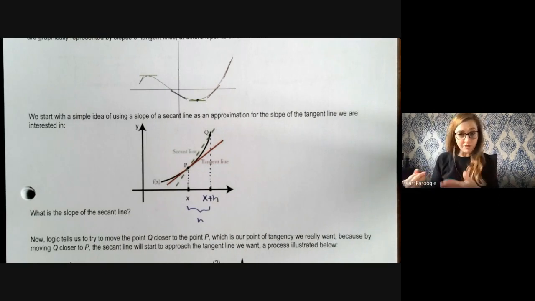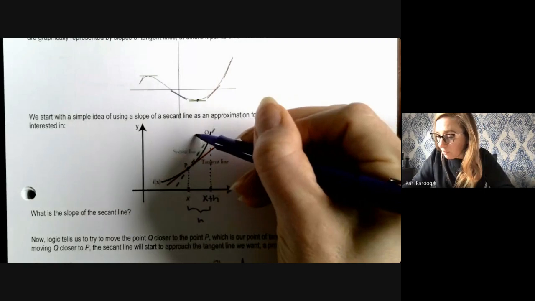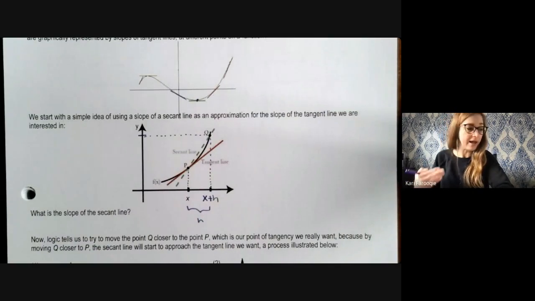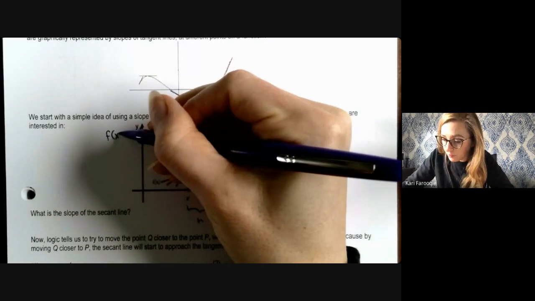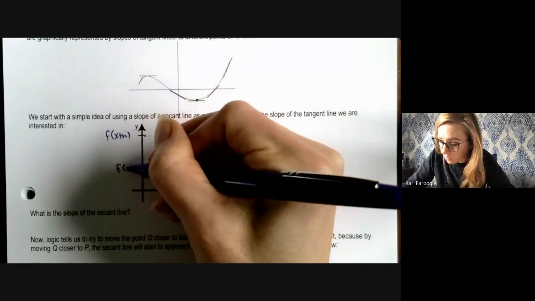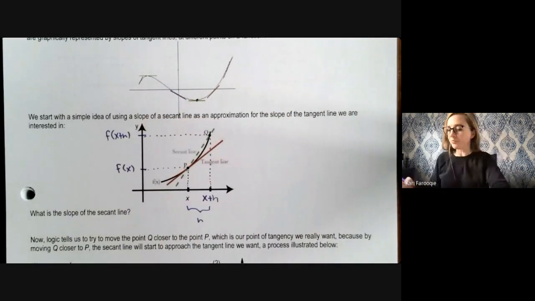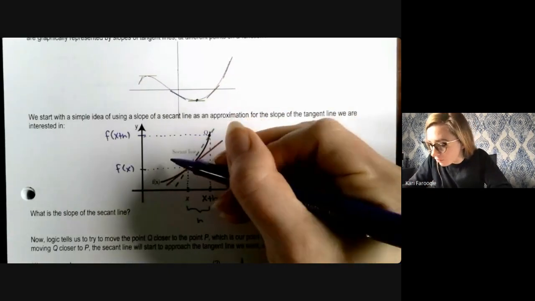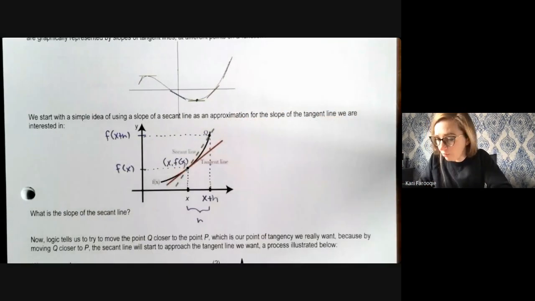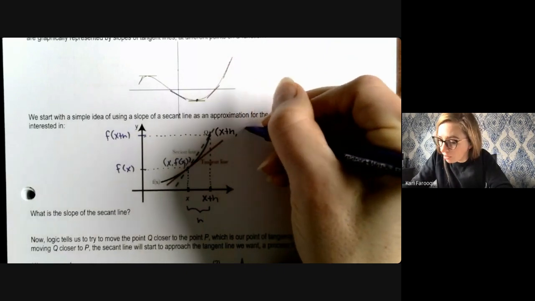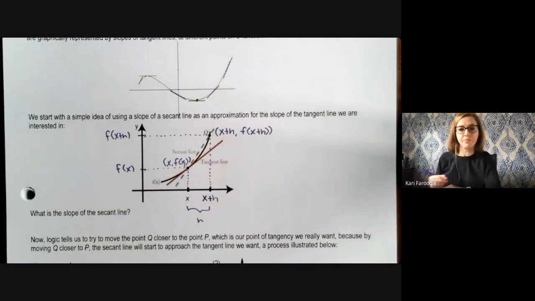Now remember that we also have these corresponding y values for any x coordinate on our graph. I'm going to try to make this as straight as I can. But the y coordinate here would just be the function value at x plus h. And then over here, our y value would just be the function value at x. So in that case, we could label these coordinates. We could first label the first coordinate as x, f of x. That would be our point P. And then our point Q would be x plus h, and then the function value f of x plus h. So now we have everything labeled on our graph.